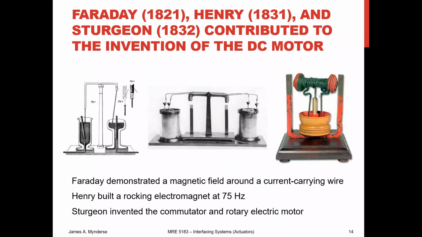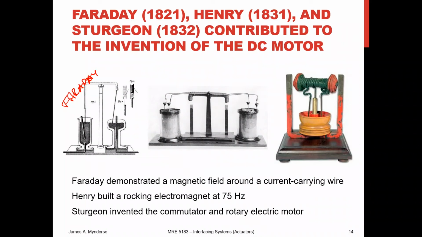So DC motors start way back in 1821. Faraday showed that if you've got a current running through a wire, there's a magnetic field around it. So on the left of this particular one, this is Faraday's experiment. And then building on that, Henry built this rocking actuator. It rocks back and forth by making contact on these batteries, essentially.